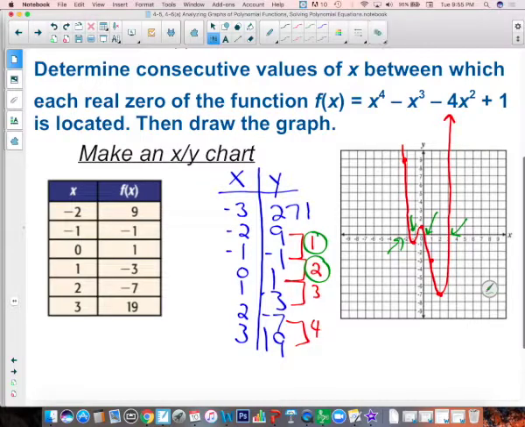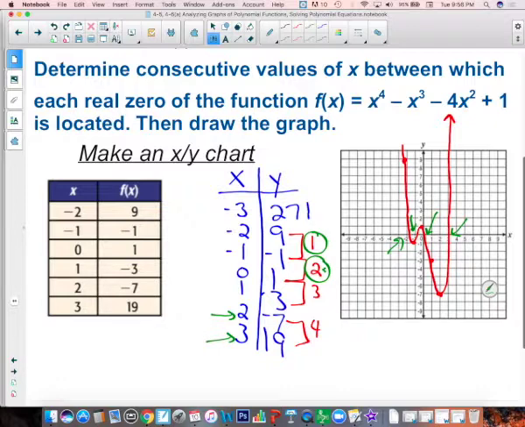For the second 0, you're going to say that that one right here lies between -1 and 0. So for the third 0, that third 0 lies between 0 and 1. All right, and then the fourth 0, it's going to lie between 2 and 3. So that would be your answer. You'd have 4 zeros and you'd have to state the x values that they lie between.